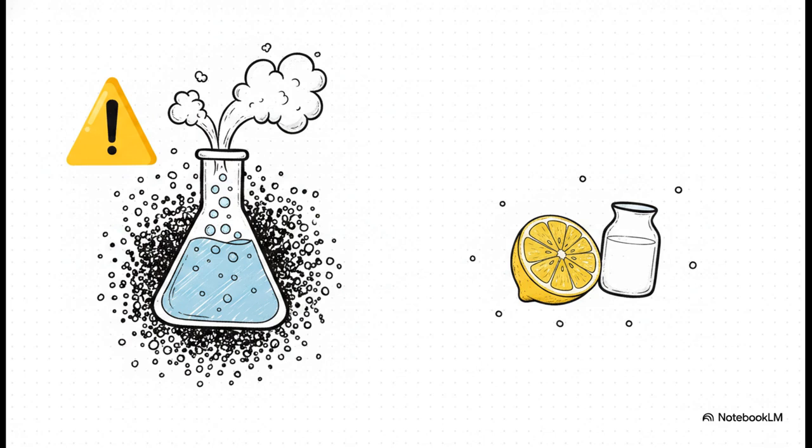On one hand, you have the dangerous strong acids found in the lab, like hydrochloric or sulfuric acid. These completely dissociate to give a massive concentration of H+ ions. But on the other hand, you have the helpful, weak natural acids found in your own kitchen, like lactic acid in sour milk or citric acid in lemons. Those give off a much, much lower concentration of hydrogen ions.